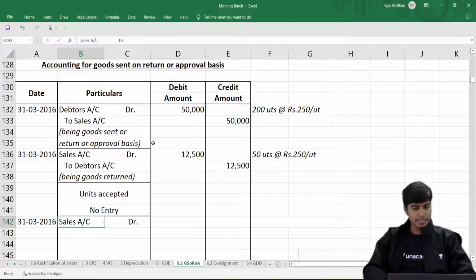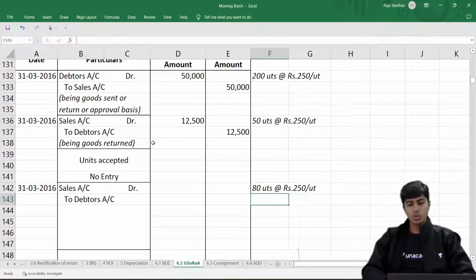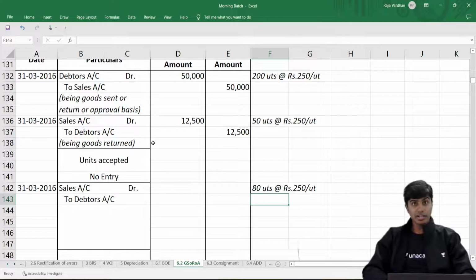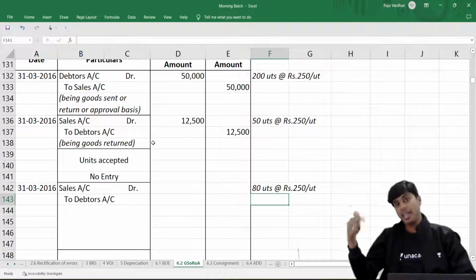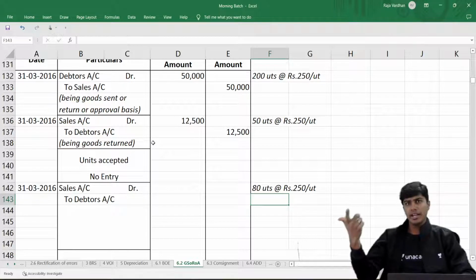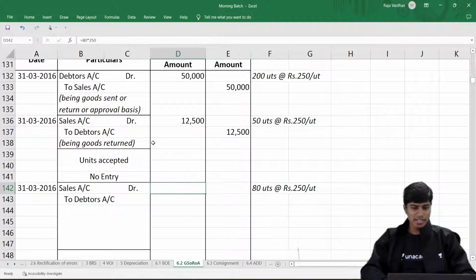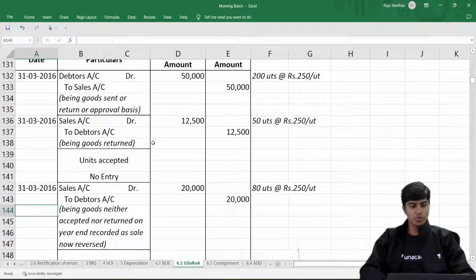Let me write sales account debit to debtors. This is the reversal of sales. I will write 80 units into 250 per unit. How did we get 80? 200 sent, 50 returned, 70 accepted. 200 minus 50 is 150, 150 minus 70 is 80. So 80 into 250 is 20,000. 20,000 is goods neither accepted nor returned, previously recorded as sales, now returned.